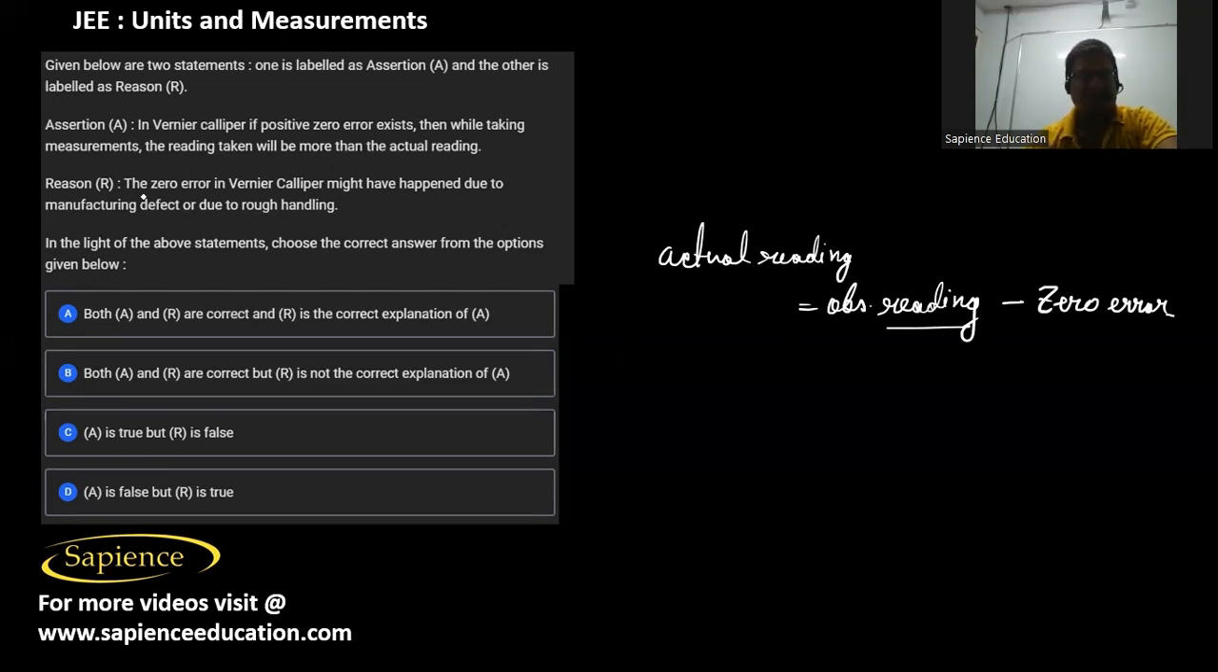Then it is told the reason: the zero error in vernier caliper might have happened due to manufacturing defect or due to rough handling. So this might be the cause of zero error, but that does not explain why the reading taken is more than the actual reading. So here both A and R are correct, but R is not the correct explanation of A. So option B is the correct answer.